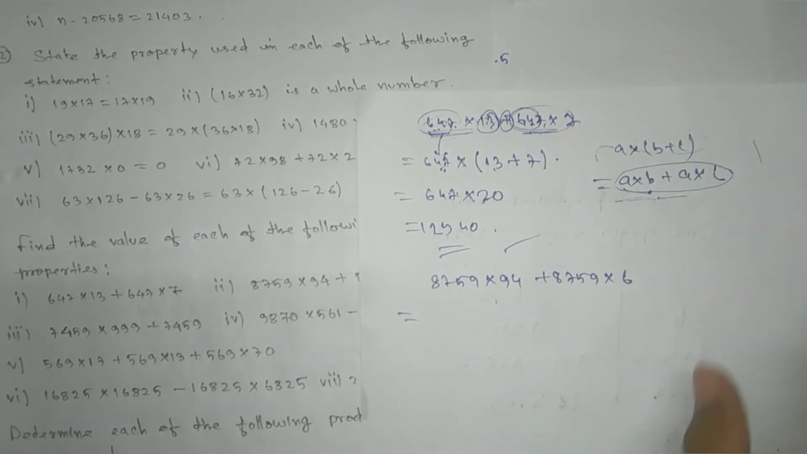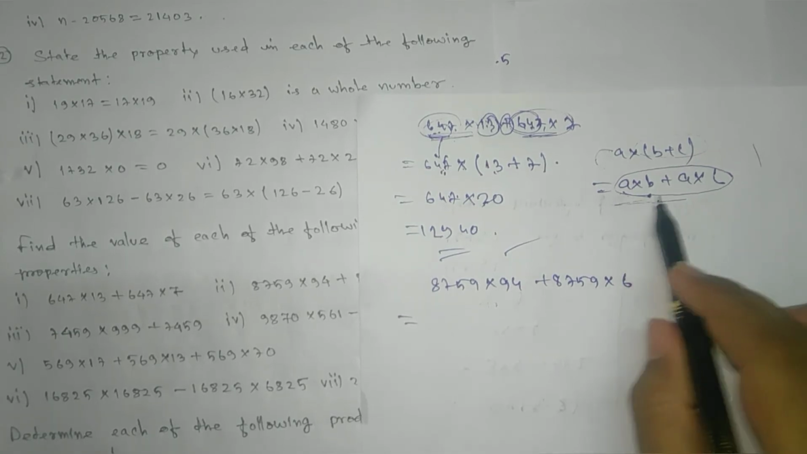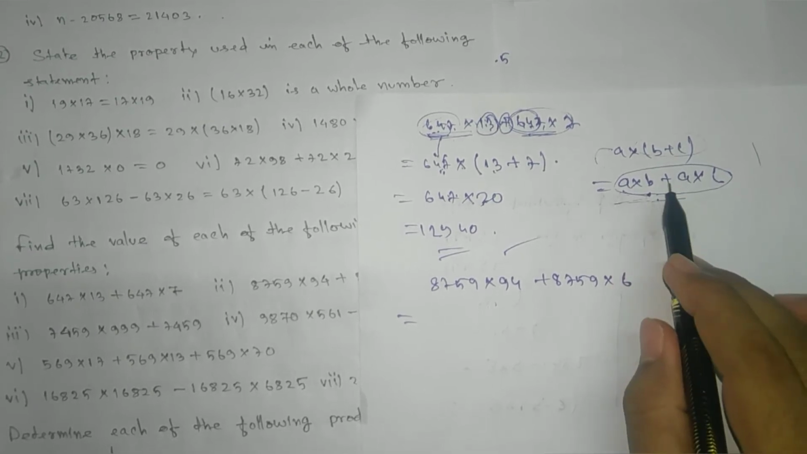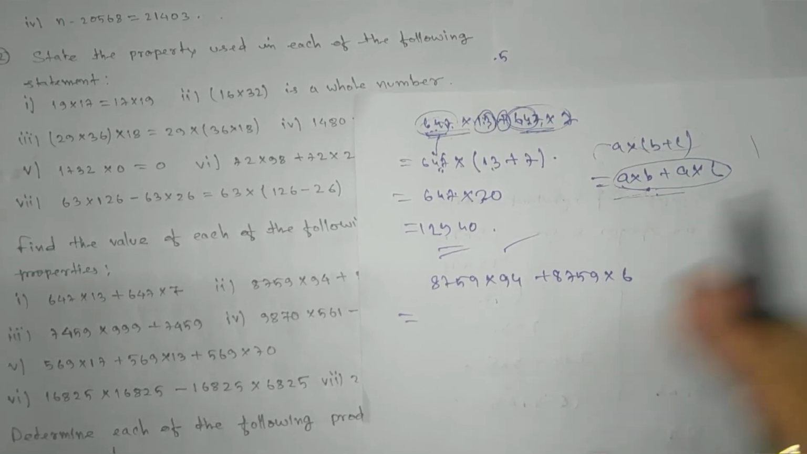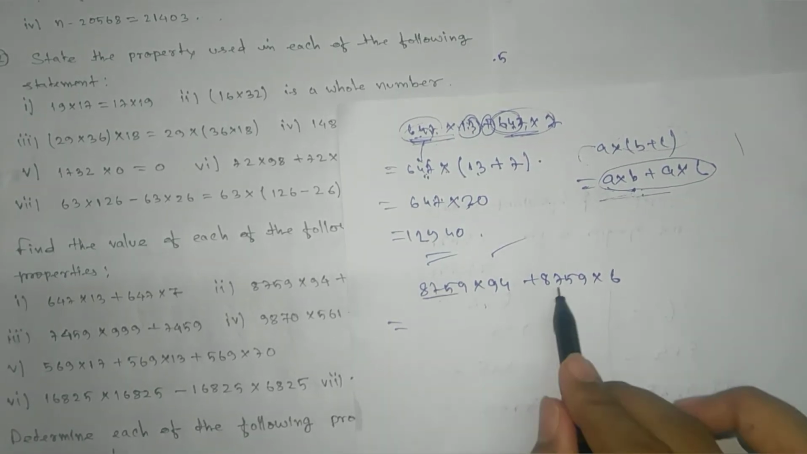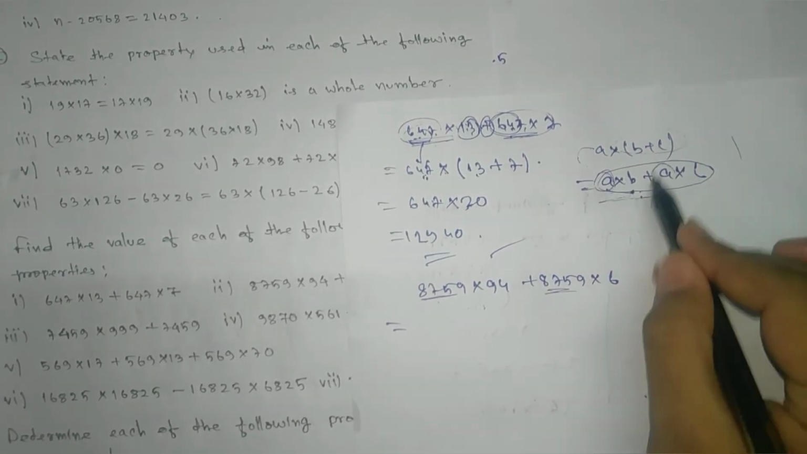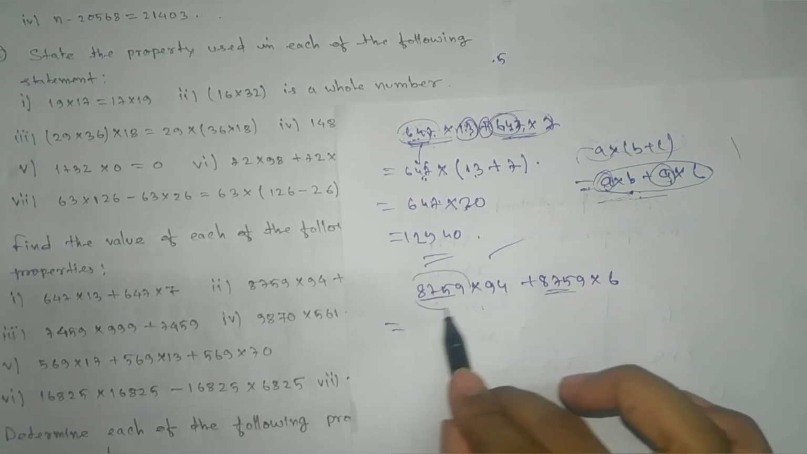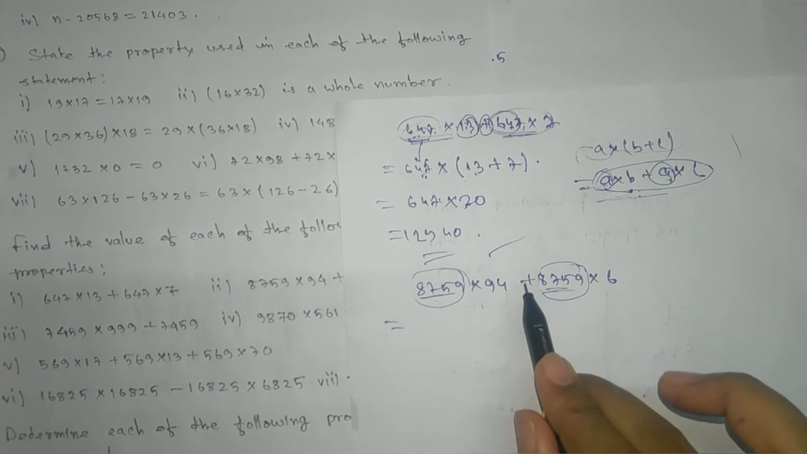To solve this one, you need to do rough work, and there's a chance to get it wrong also. But if you use the distributive property of multiplication over addition, then it will be very easy. How? Look here, and it is possible only when you have the same number. Look here, a and a, that a is coming outside. Similarly here we have this one.